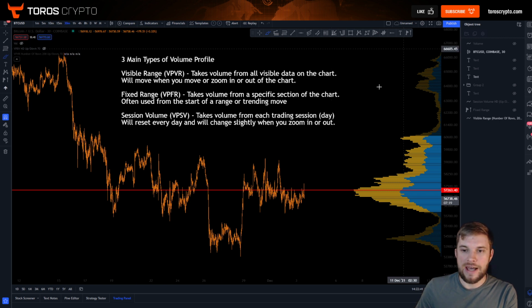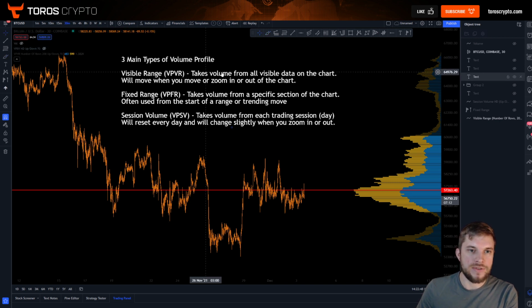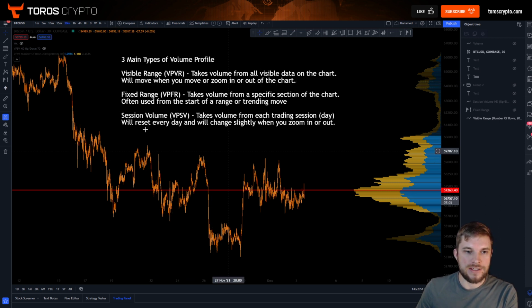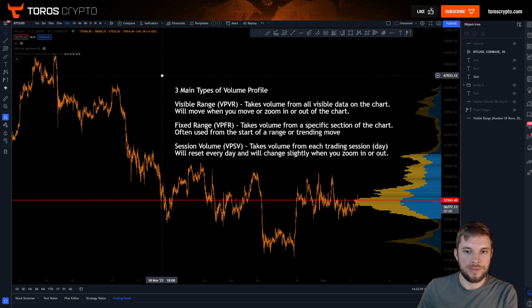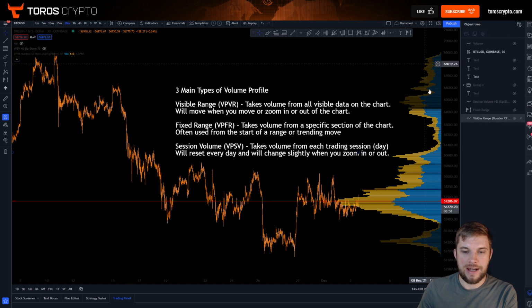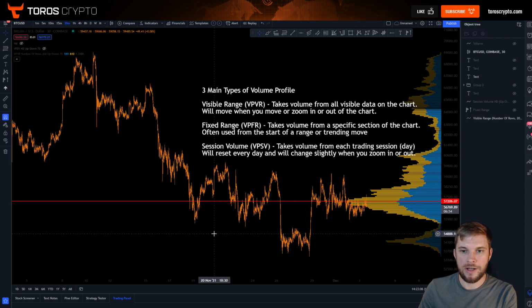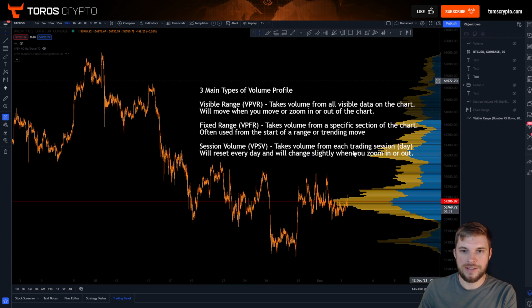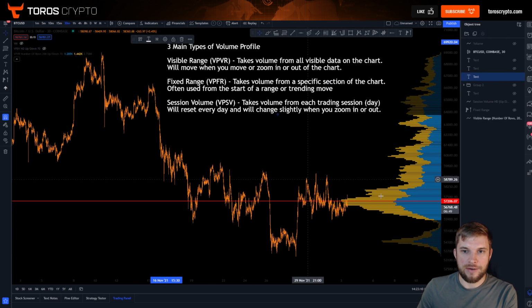Okay, so what we have been looking at so far on this right hand side is your visible range, or VPVR. So this takes volume from all visible data on the chart, and it will move when you zoom in or out of the chart itself. Okay, so I'm going to now move this chart over, and you can see how this chart updates, and you can see how the value area has moved. I can zoom out of this chart, and once again you can see how your value area is moving and your point of control is moving.